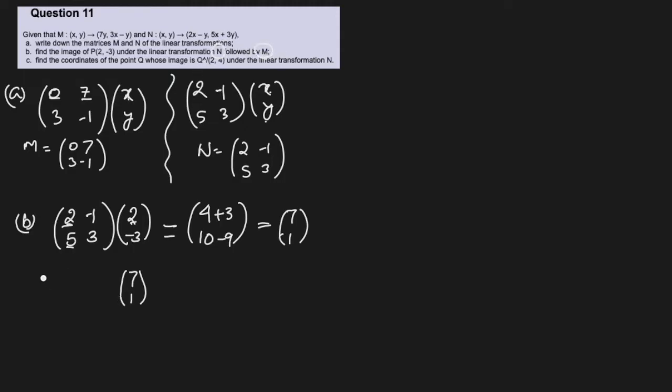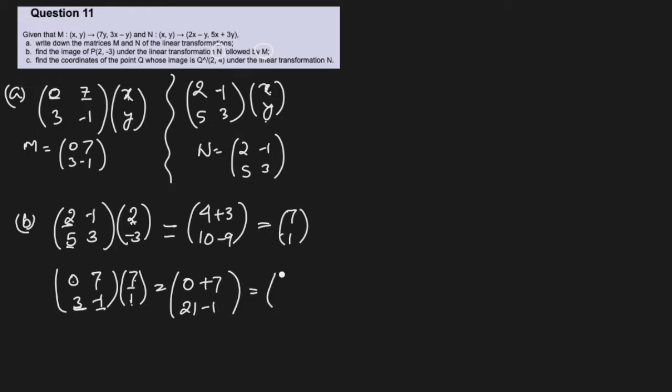N followed by M is like this. So we will write M here now. What is M? M is [0, 7; 3, minus 1]. So what will that be? 0 times 7 is 0. 7 times 1 is 7. 3 times 7, 21. Minus 1 times 1, minus 1.